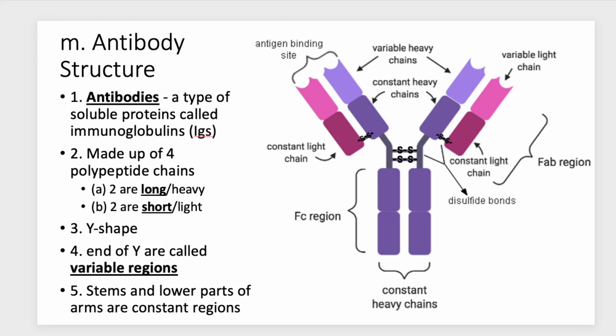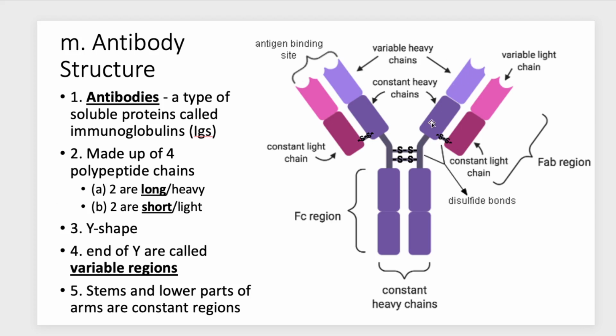So what does an antibody actually look like if we zoom into it? It's just made of protein. Another name for it is an immunoglobulin. So when you see immunoglobulin A, immunoglobulin G, that's the name for an antibody, and they're proteins. They're made up of 4 polypeptide chains. 2 are long, heavy chains. 2 are short, light chains.